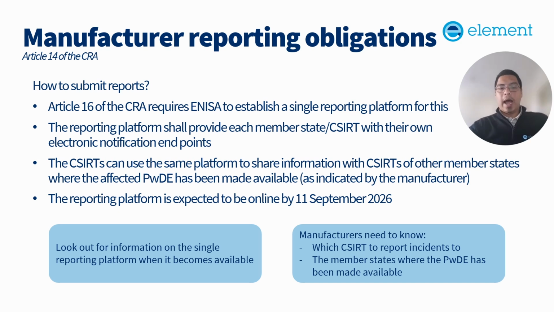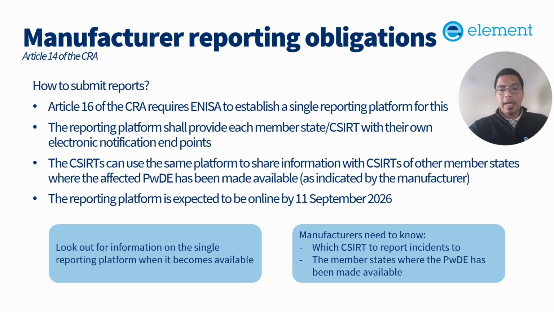And right now, this reporting platform is actually not online. It's not available yet. The message from ENISA is that it is expected to be online by 11th of September 2026, which, curiously enough, is the deadline when these obligations come into effect. So we're being promised that the reporting platform will be available on time, but as of now, it is not currently available. The latest news I have is that it has been developed and is undergoing a testing phase, so it is quite realistic to expect that we hope it will be available. In any case, I would advise anyone who is affected to be looking out for information on the single reporting platform whenever it becomes available.